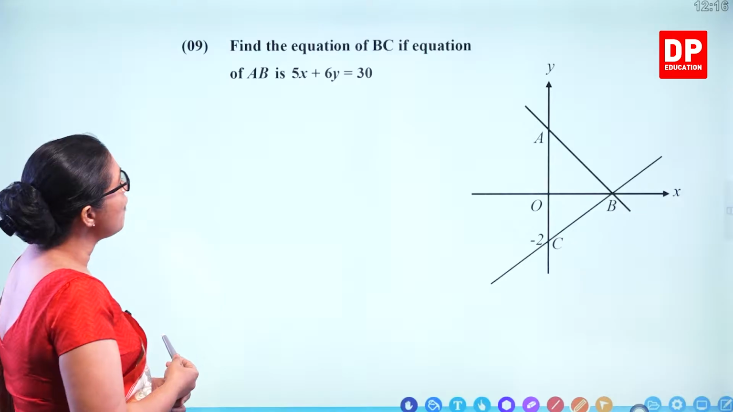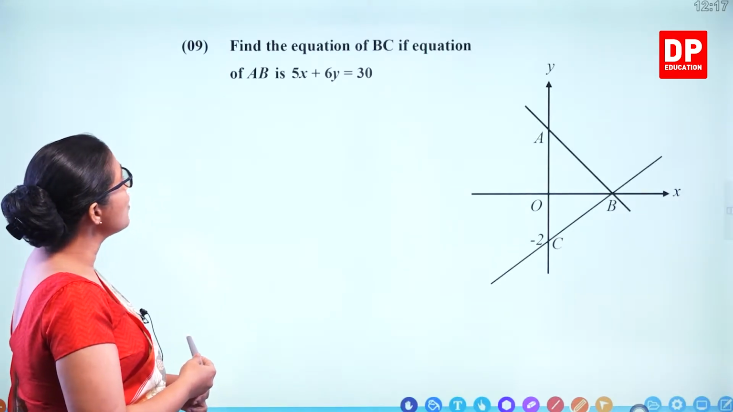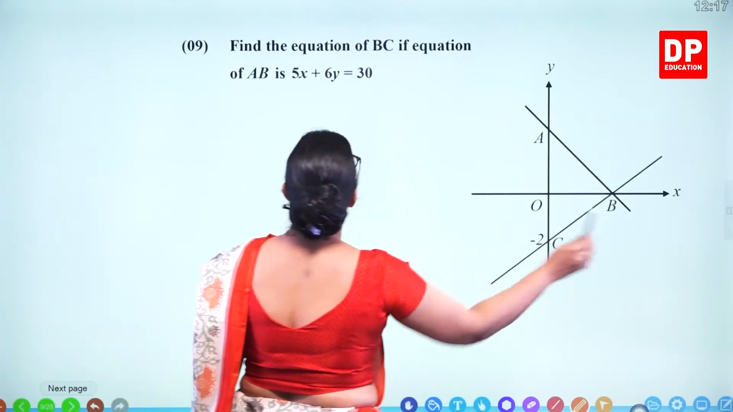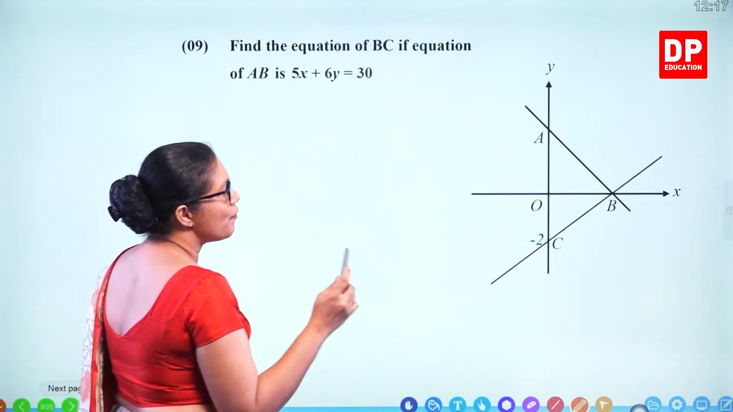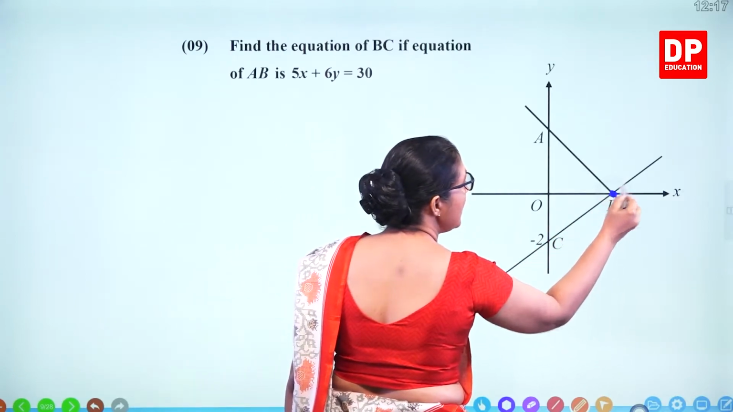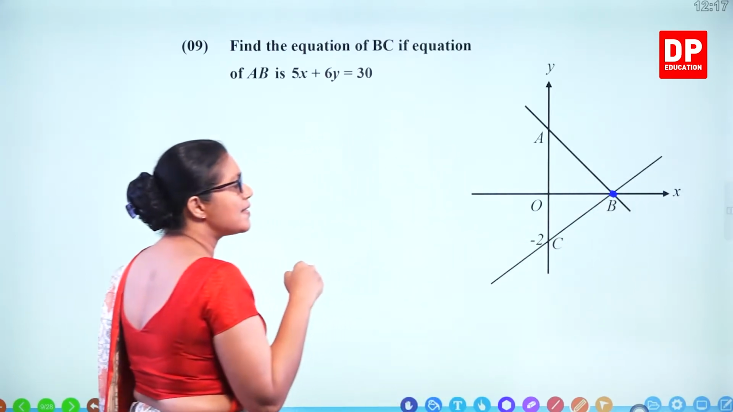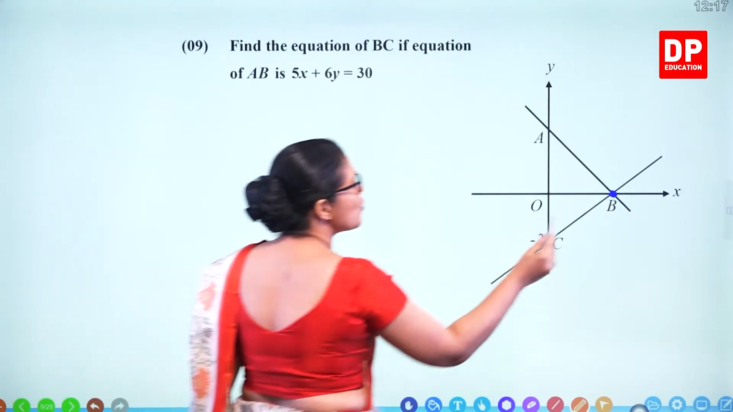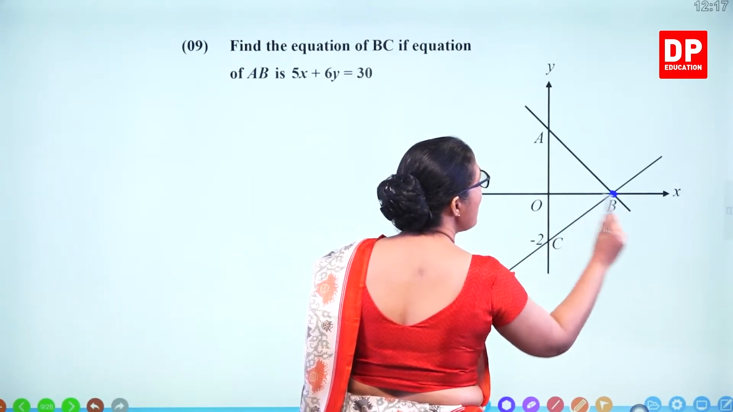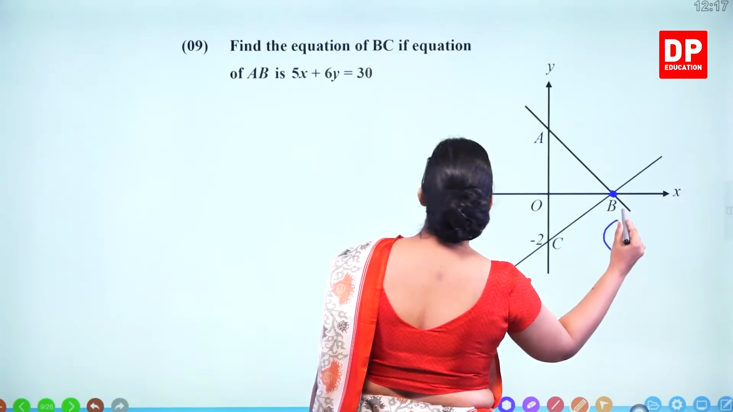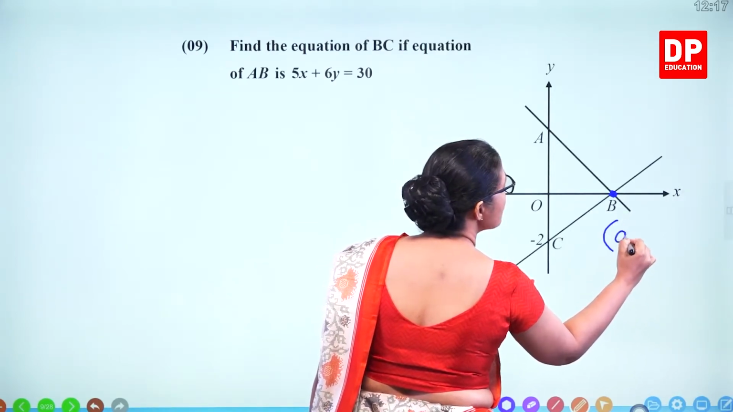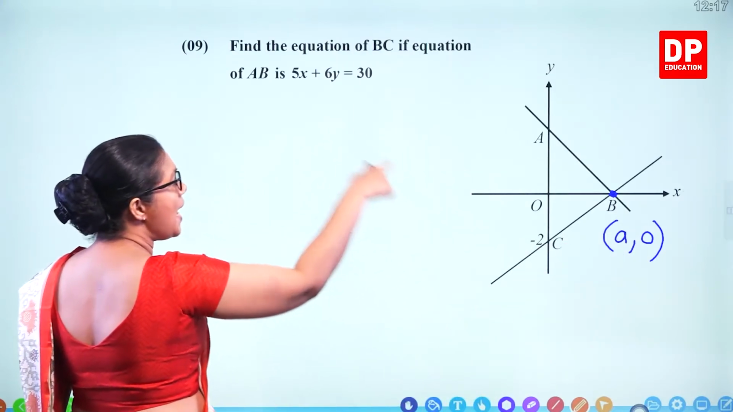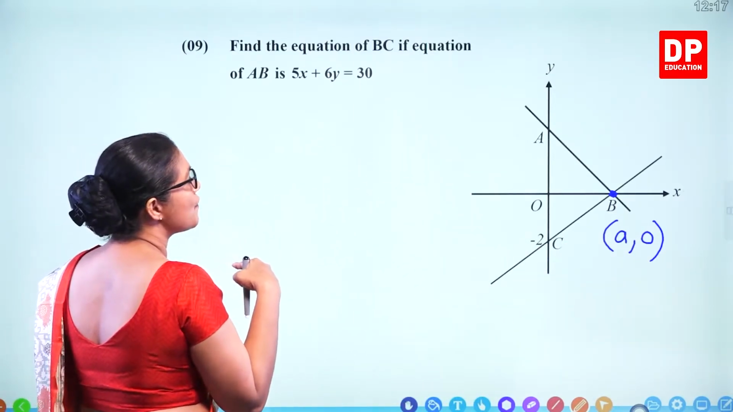Question number 9. Find the equation of BC if the equation of AB is given. So we need to find the coordinates of B if we want to find the BC equation. How do you find the coordinates? The y value is 0, so we put (a, 0) and substitute that in the AB equation, because it's satisfied.